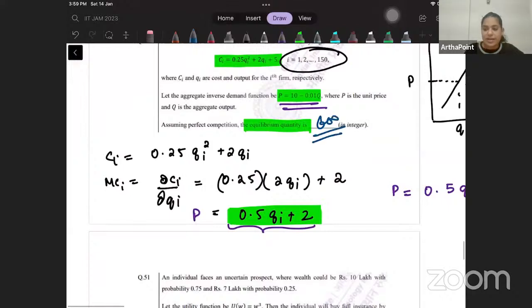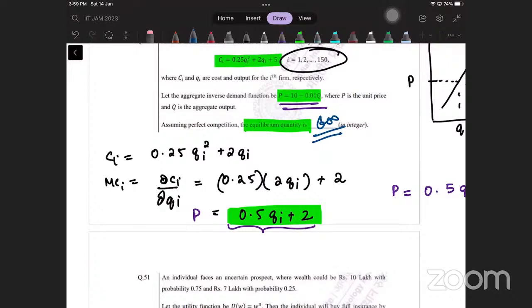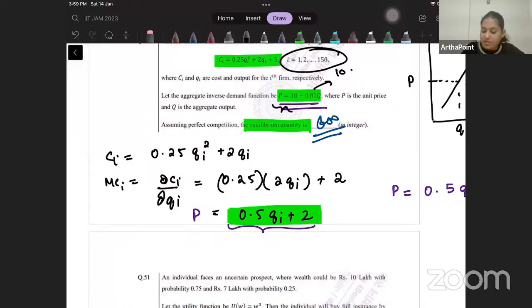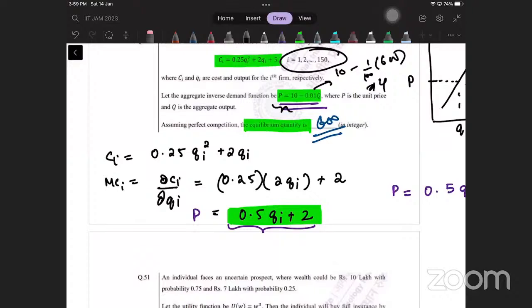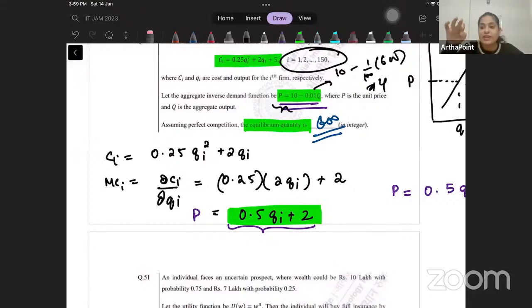Okay, if this is 600, what is going to be the price? You can put P here. And if you put this, you will get 10 minus 1 by 100 into 600, and you will get the answer as 4, which means 4 exactly. If you check the options, they have given 4 also. So 4 is also correct. And 600 is also correct, which is rare. But you will see they say 600 or 4. So it's a good thing.